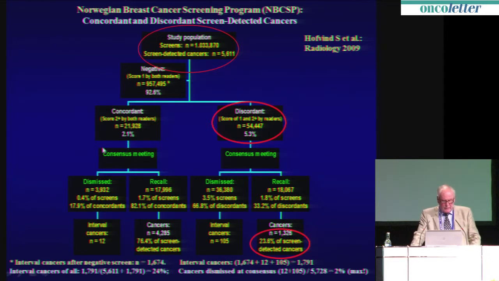I also stressed this this morning, the observer variability in screening from our publication a couple of years ago. More than 1 million independent double readings in the Norwegian breast cancer screening program, more than 5,600 screening detected cancers, and if you just look at this arm, in about 33%, the cancer was only detected by one of the two independent readers.